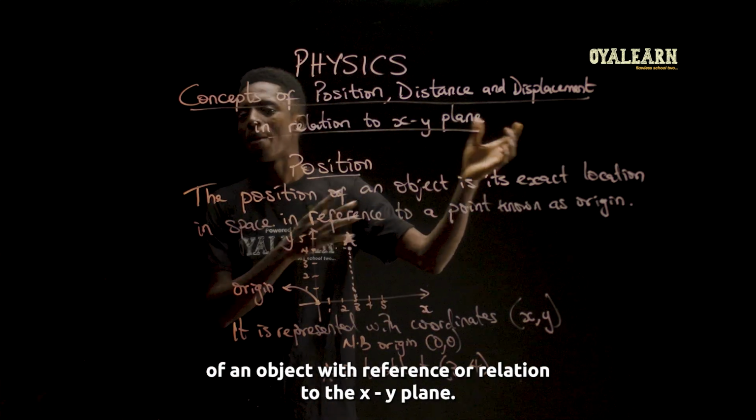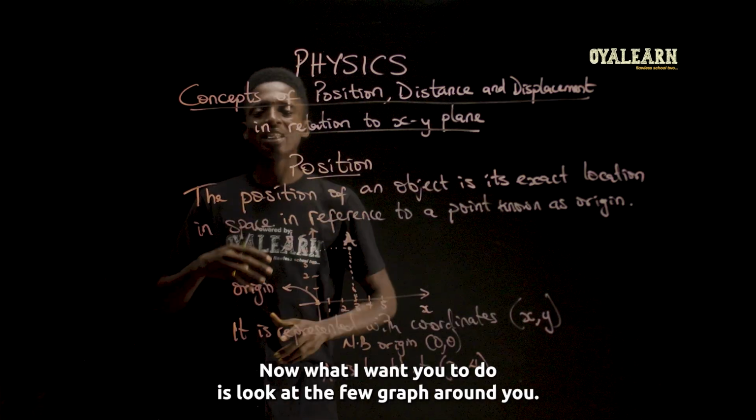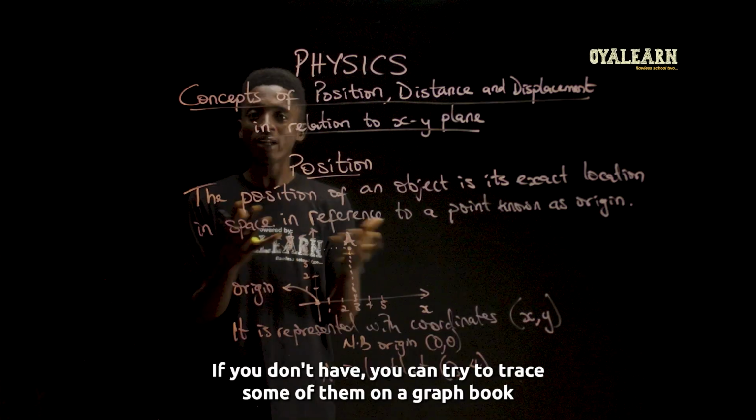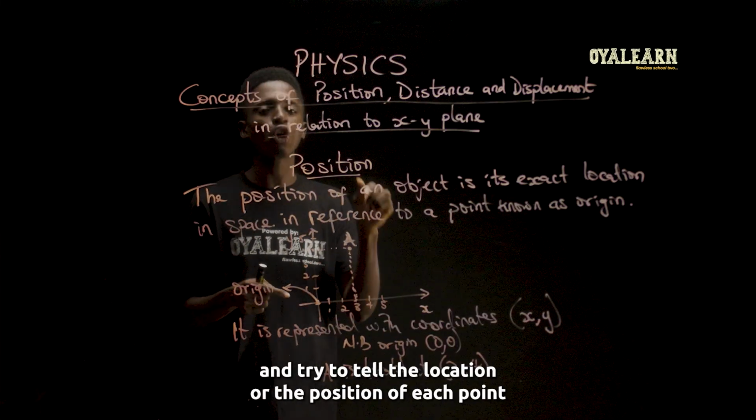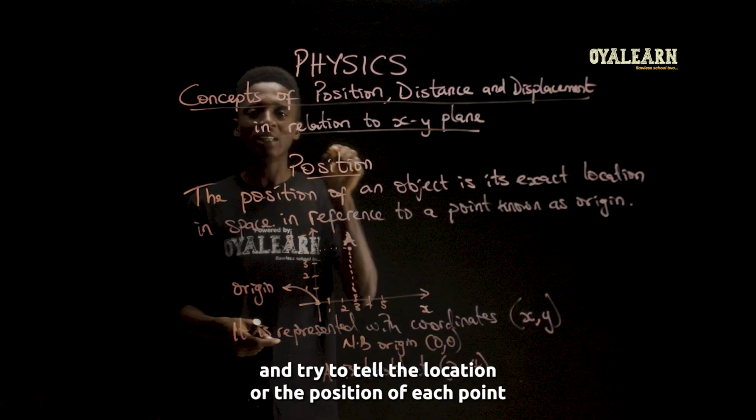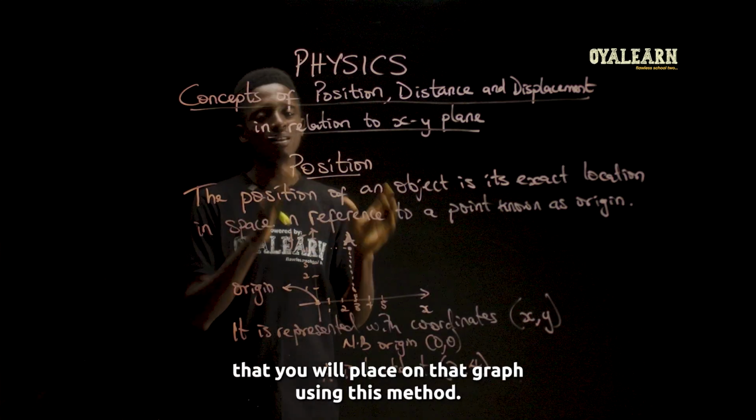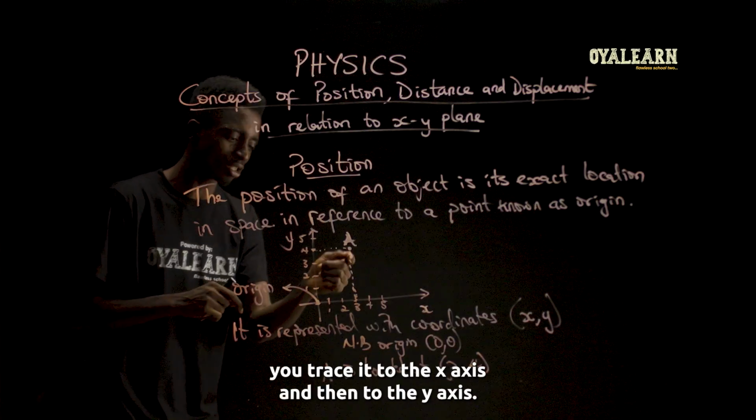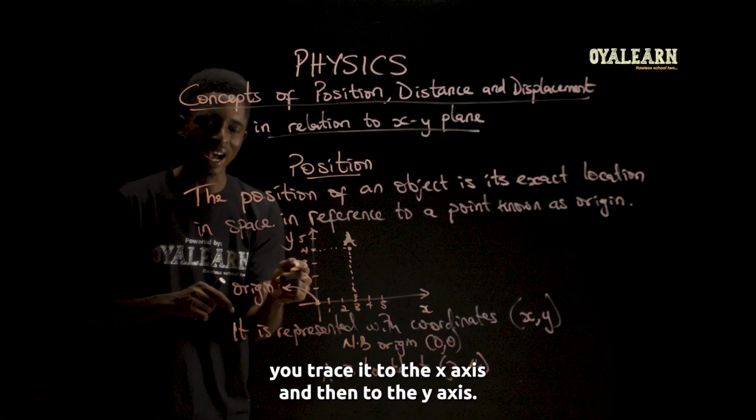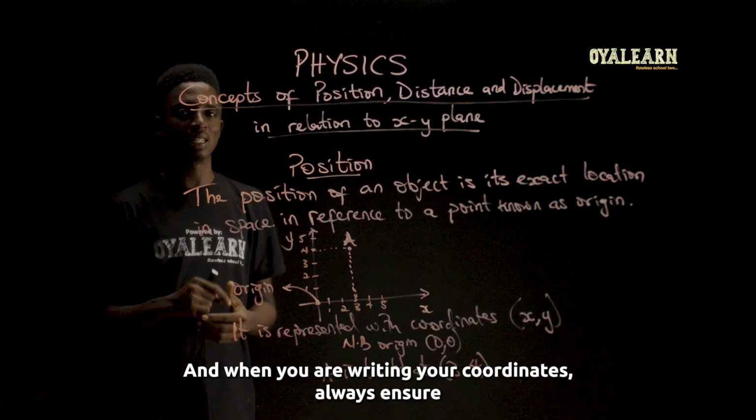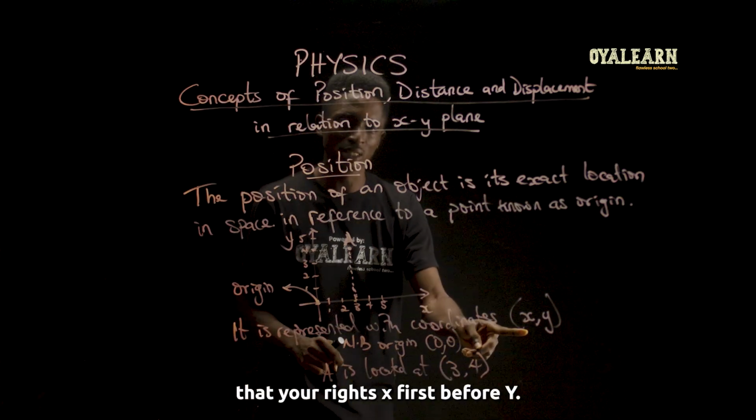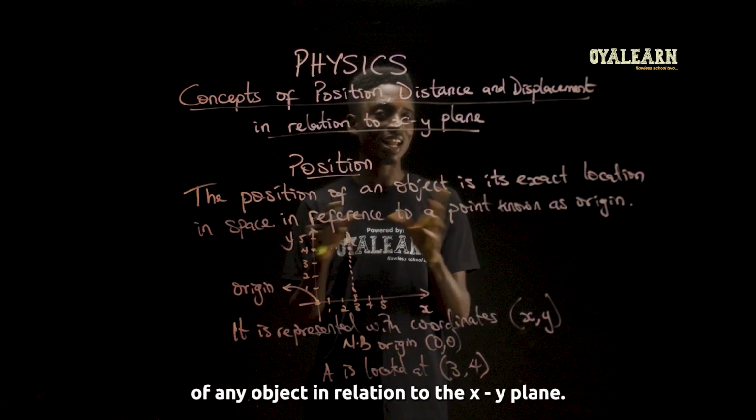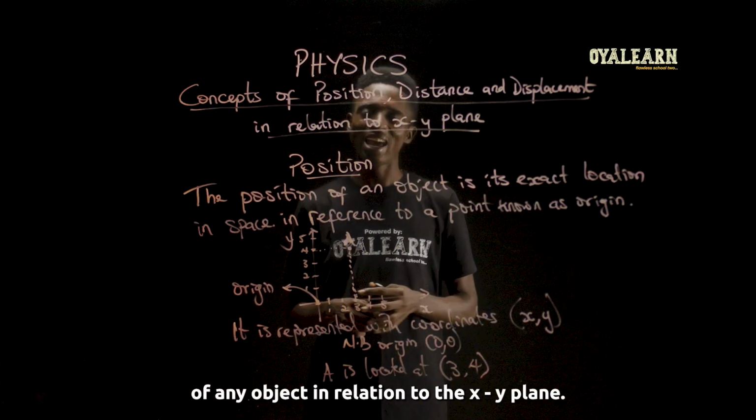Now, what I want you to do is look at a few graphs around you. If you don't have any, you can trace some on a graph book and try to tell the location or position of each point that you place on that graph using this method. Don't forget, when you pick your point, you trace it to the x-axis and then to the y-axis. And when you write your coordinates, always ensure that you write x first before y. Just by doing that, you can define the location of any object in relation to the xy plane.